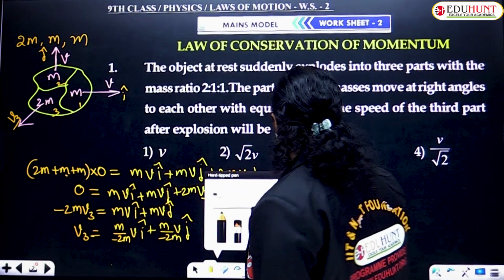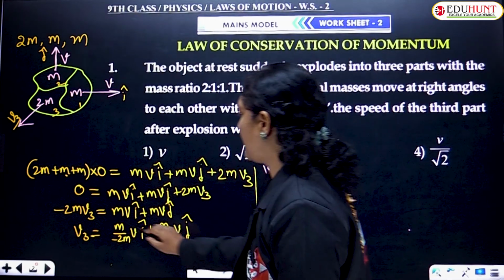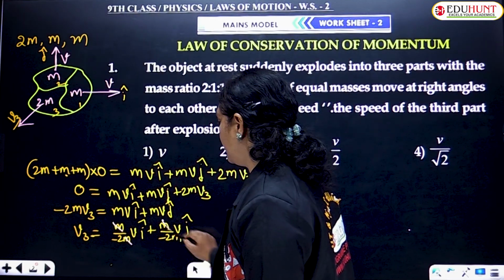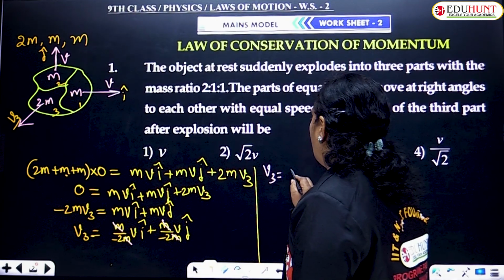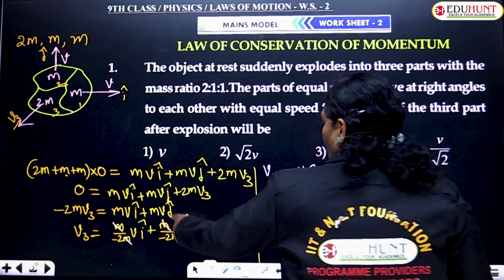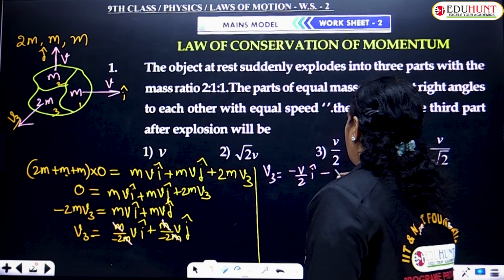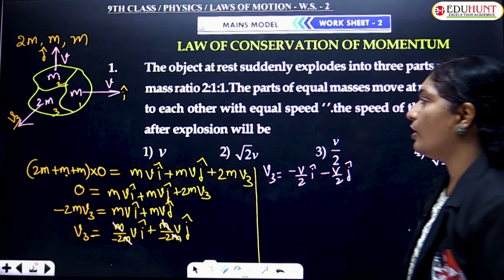So solving here, we get V3. This M and M gets cancelled. Here also M and M gets cancelled. Minus, bring the above. Then you have minus V by 2 I cap. Here also minus, carry it upwards. Then minus V by 2 J cap. So this is the value of speed.